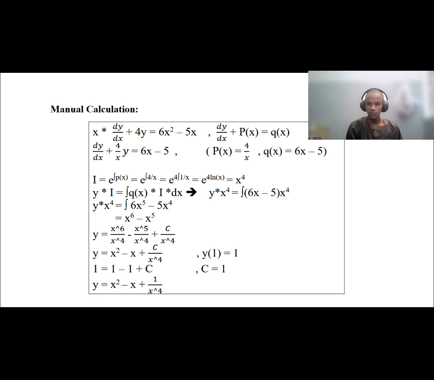Dividing by x to the 4th, y equals x squared minus x plus c over x to the 4th. Applying the initial condition y(1) equals 1, 1 equals 1 minus 1 plus c, so c equals 1. Therefore, our particular solution is y equals x squared minus x plus 1 over x to the 4th power.